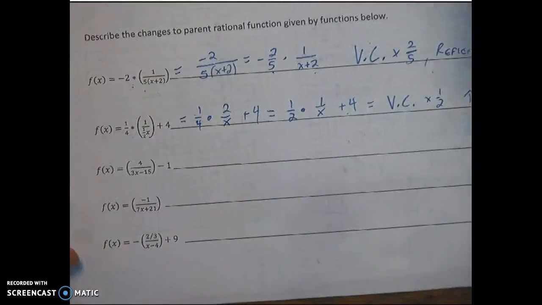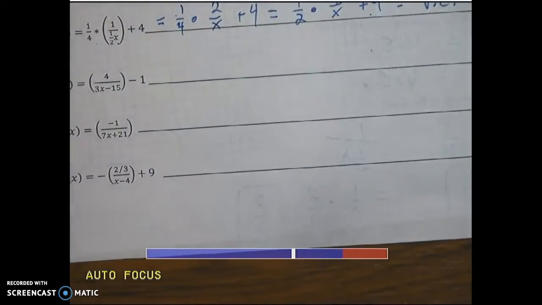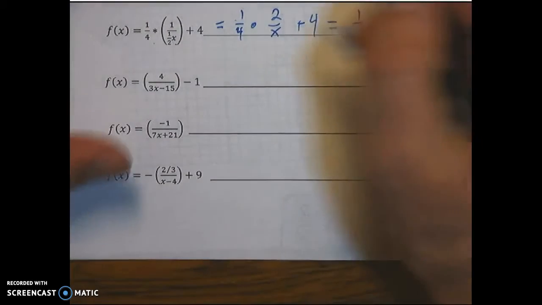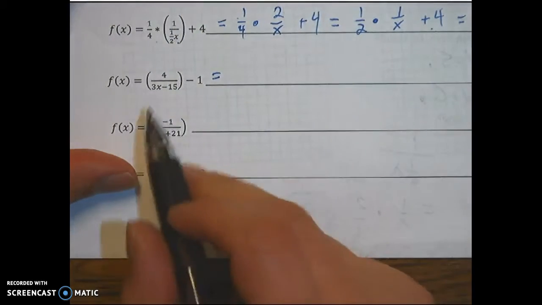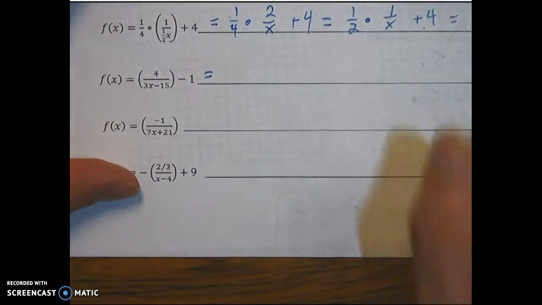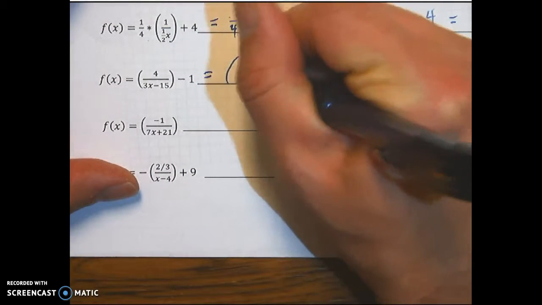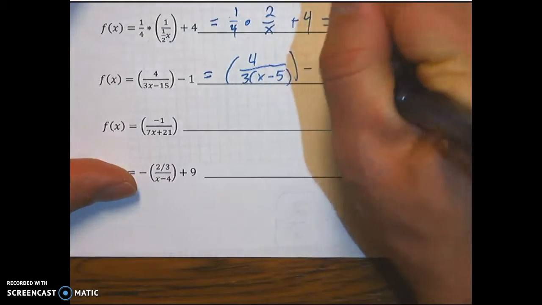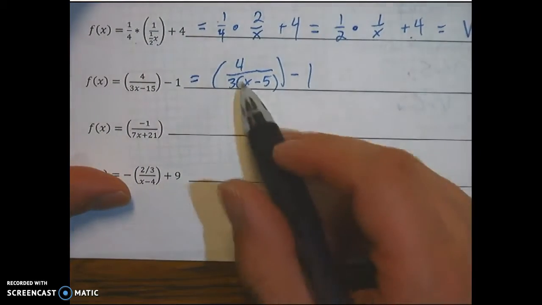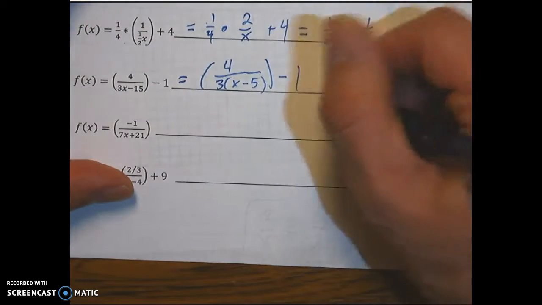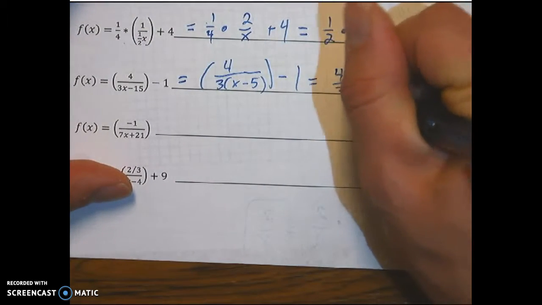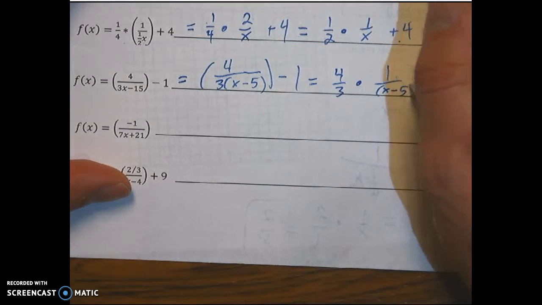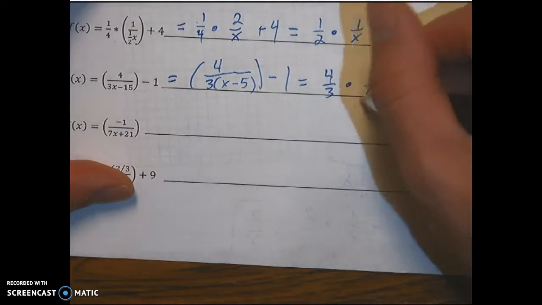All right, let's do some more like that. So here, we've got 4 divided by 3x minus 15. Well, you might recall that we need to factor out this b value before we can do anything else. So I'm going to do 4 over 3 times x minus 5 minus 1. And then I've got a 4/3 here, so I'm just going to go ahead and bring that out front. 4/3 times 1 over x minus 5 minus 1.